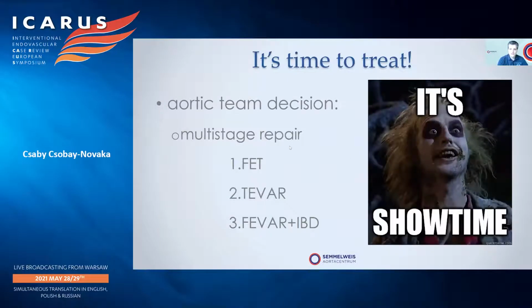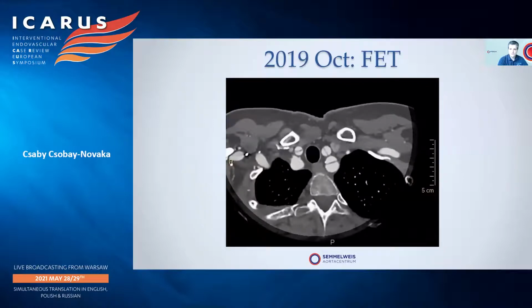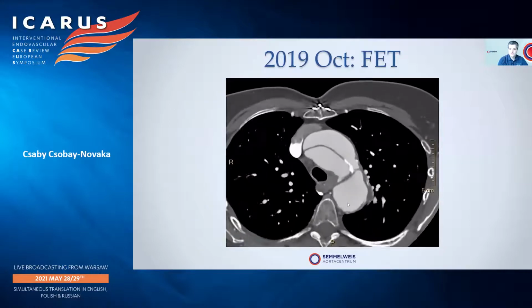Aortic team decision was made to perform a multi-stage repair with an open repair of the aortic arch using a frozen elephant trunk technique. Second operation with a TEVAR for the descending aorta, and finishing with a fenestrated repair and an IBD on the left side. So in 2019, October, she underwent a frozen elephant trunk repair.